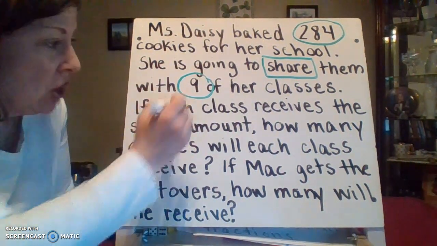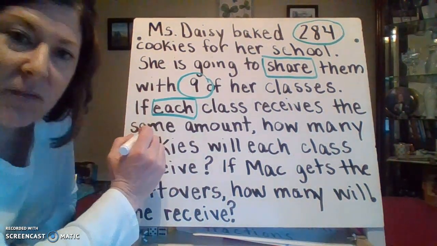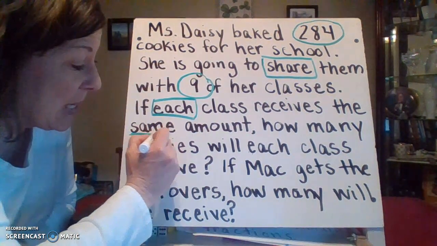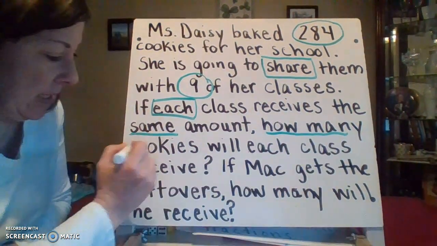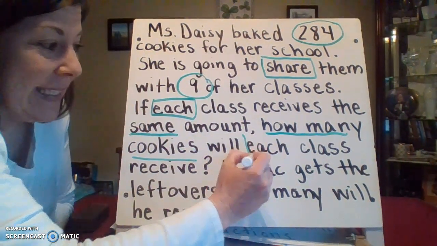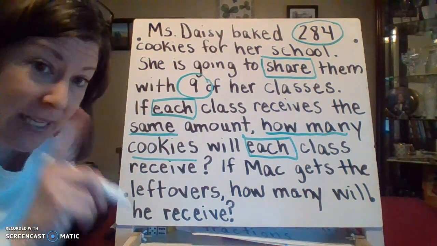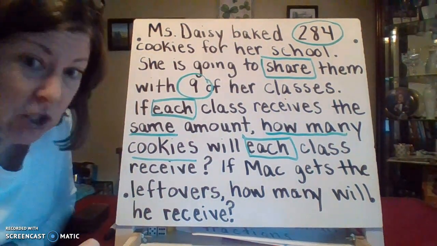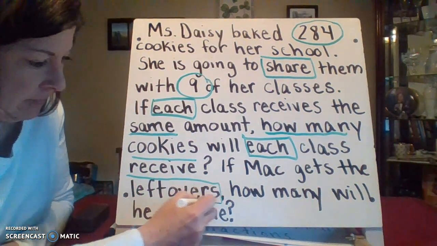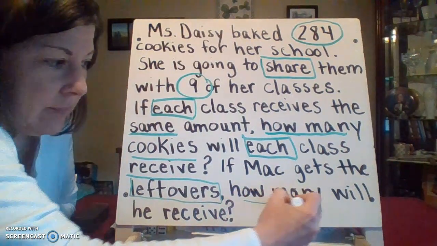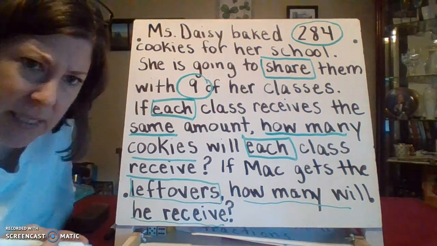If each class receives the same amount, how many cookies will each class receive? That's one question. But now there's another question. If Mac gets the leftovers, how many will he receive?